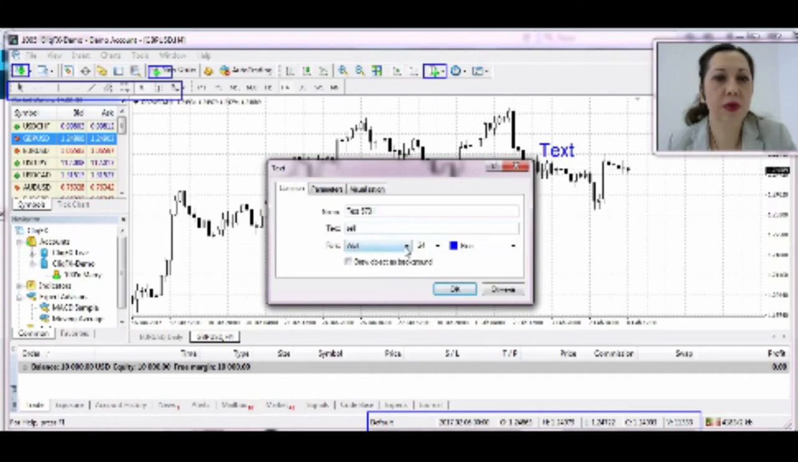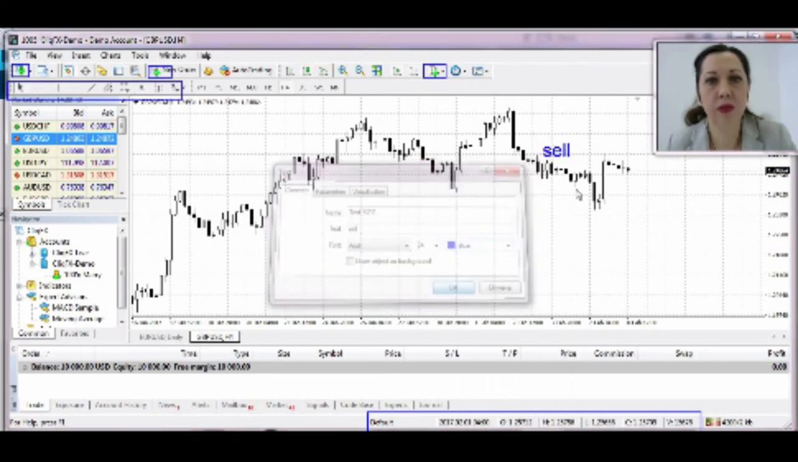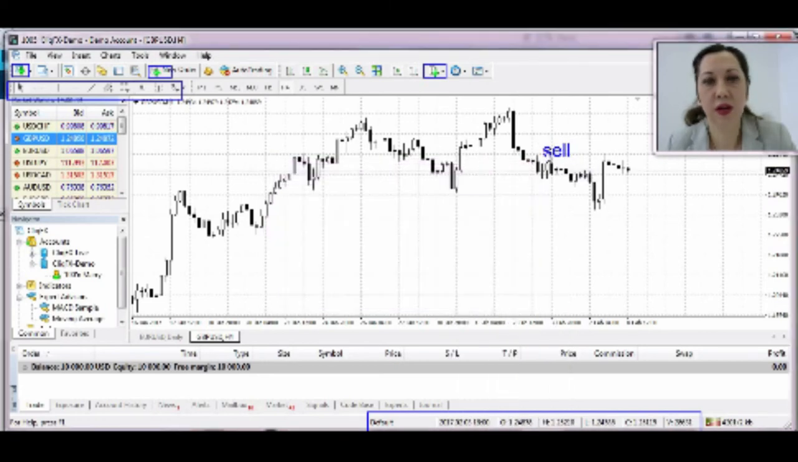Any type, any font, any color. So let's make it blue. So I see sell here. So I'm expecting that from that moment the market will go down maybe.